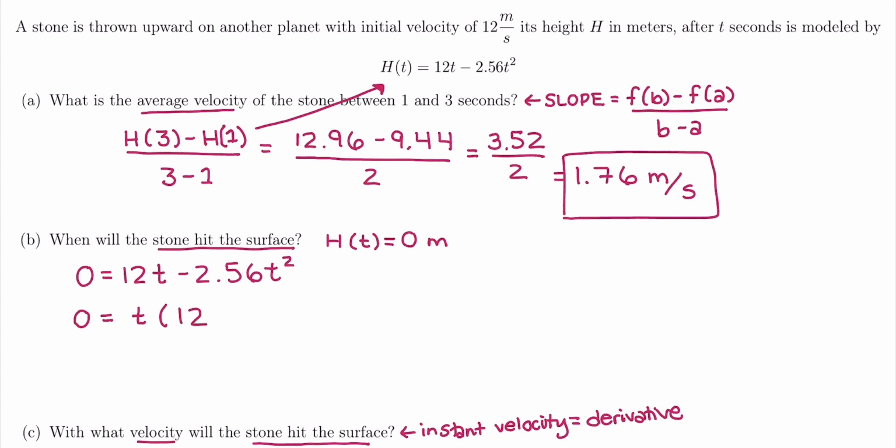t times 12 would give me 12t, and t times negative 2.56t would give me negative 2.56t squared. There are other ways to factor this, but I just like to pull out what I know I can right away without having to use my calculator to see what numbers go into both. So two things can only multiply to be 0 as long as at least one factor is 0. That first factor is nice and quick. t would have to be 0. The second factor, I might have to do a little bit of work to figure out what would make 12 minus 2.56t equals 0.